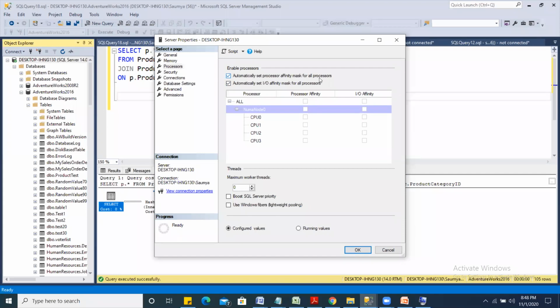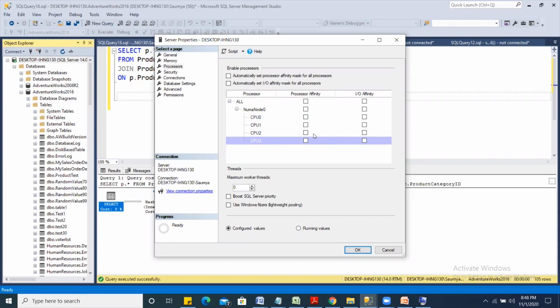Automatically set processor affinity mask for all processors, that is for computation, and automatically set IO affinity mask for all processors. These two are automatic, right? But we can specify it in a manual fashion as well. We can decide, if I know that my SQL Server is IO intensive, not compute intensive, I can assign 3 processors to IO affinity and only 1 processor for the processor affinity, right? I can do that. But usually we leave it at default. Let SQL Server manage it, and that is the best practice.